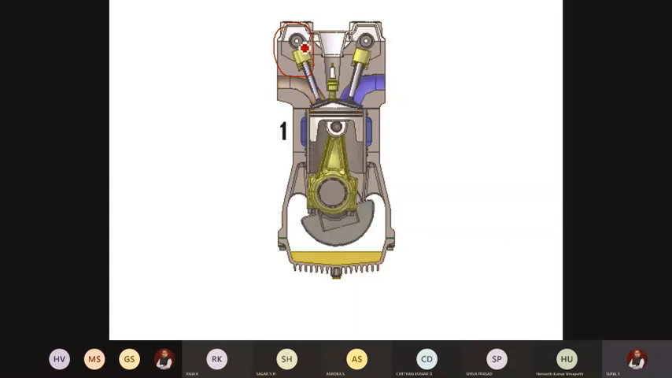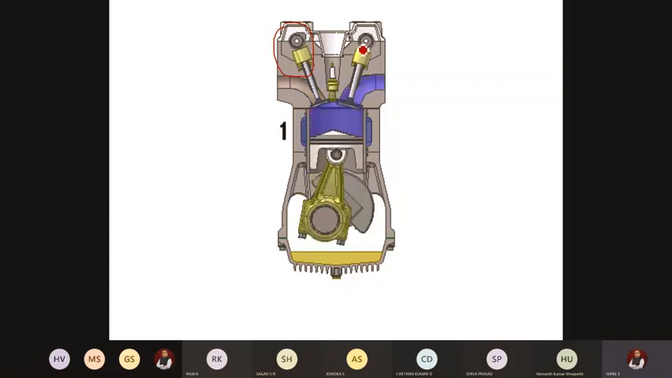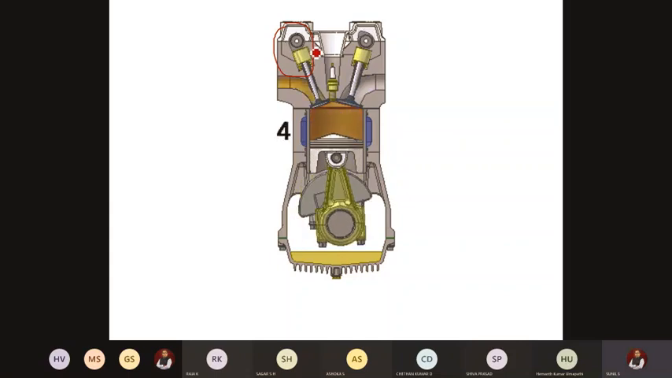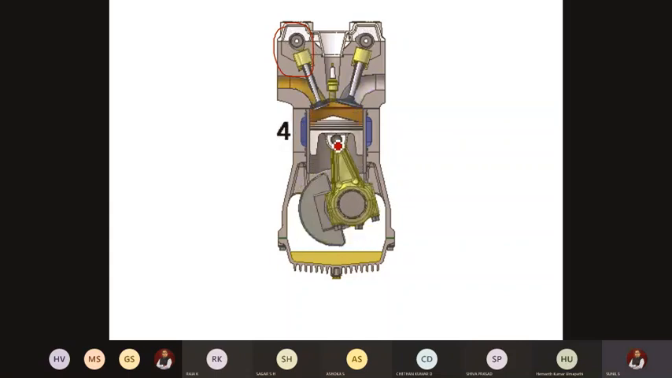So it is all timed. A single timing belt will operate the spark plug and these two valves. During 1, you can clearly see only this valve will be moved down so that fuel enters.